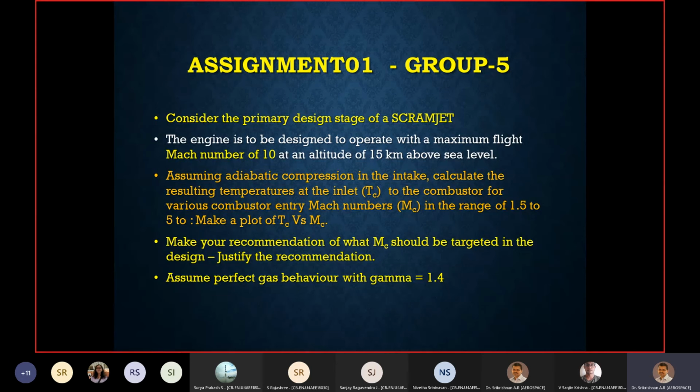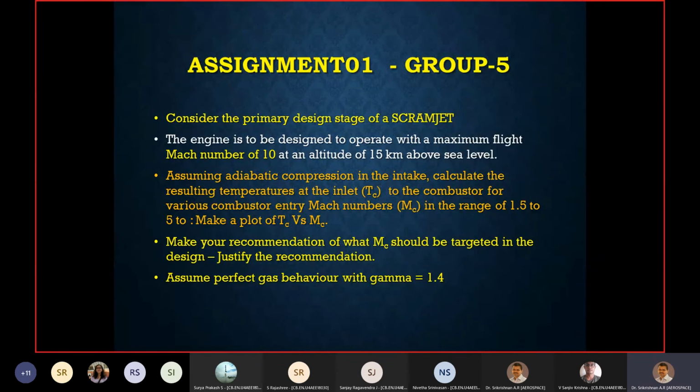What do I mean by that? The first case would be that the Mach 10 flow is decelerated to 1.5 before it goes into the combustion chamber. The last case will be Mach 10 flow decelerated to Mach 5 before it goes into the combustion chamber. I want you to calculate the resulting Tc, and that's quite straightforward. It's adiabatic compression, so T naught can be assumed constant. You can calculate T naught upstream and assume it to be constant all through. Calculate Tc based on Mc. Now make a plot of Tc versus Mc.